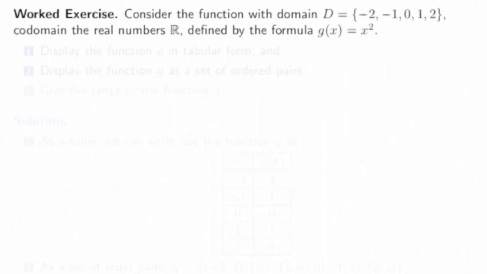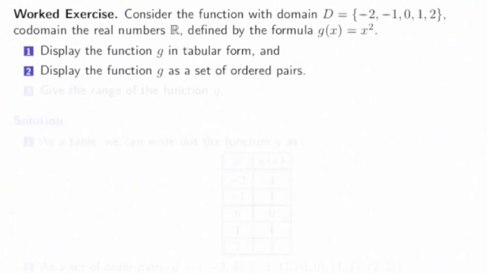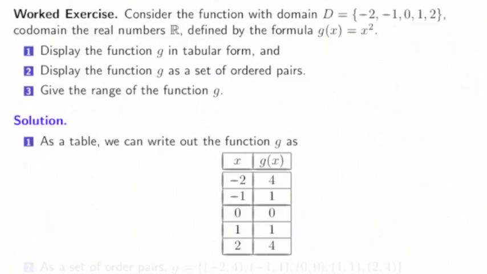Let's consider a function with the domain D as given, the integers from -2 to 2, and the codomain will be the collection of real numbers. The function is going to be defined by a formula. Let's call the function g, and g of x is x squared. We will display the function g in tabular form. We'll display the function g as a set of ordered pairs, and then we'll give the range of the function g. These are typical worksheet assignments or quiz problems.